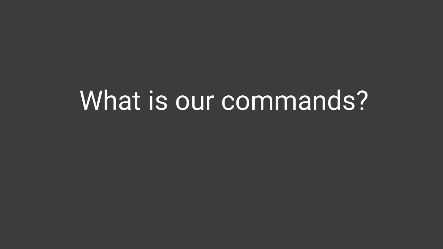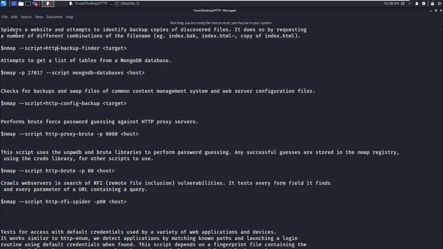So what are our commands? Let's go to our Kali Linux. So here we are at Kali Linux. The first script is nmap --script http-backup-finder. What does it do exactly? Here's a quick brief on it. It spiders a website and attempts to identify backup copies of discovered files. It does so by requesting a number of different combinations of the file name, for example index.bak or index.html.